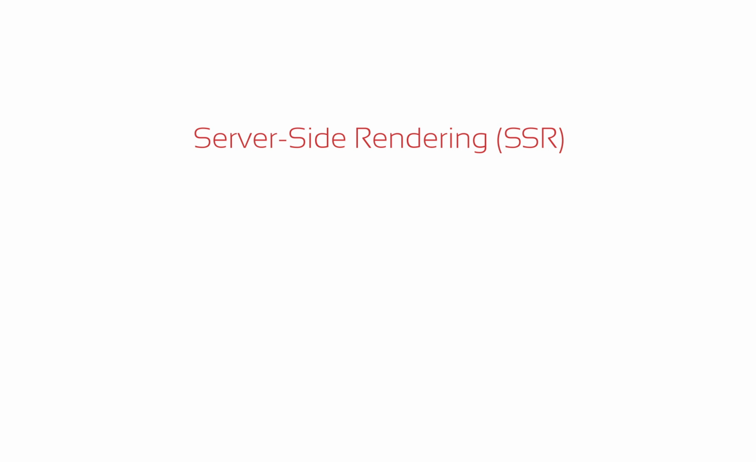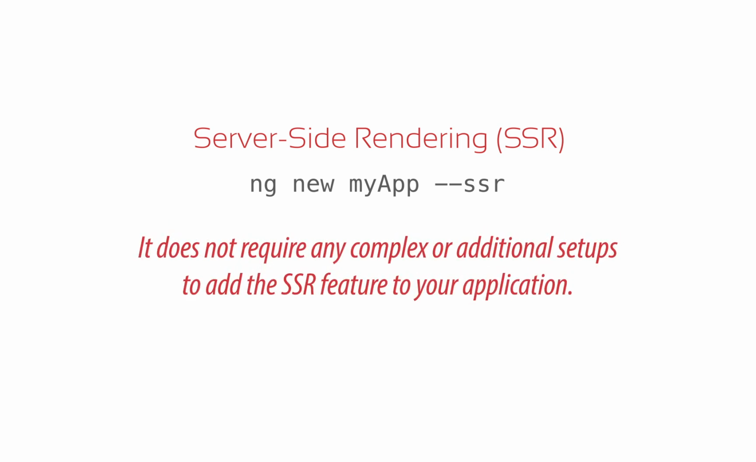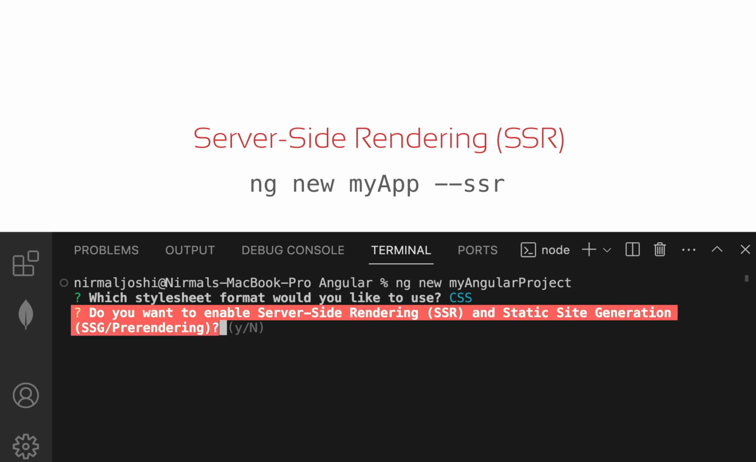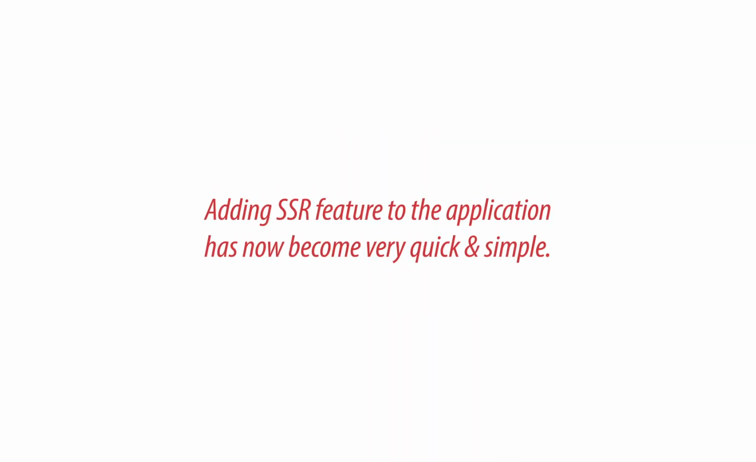First is the SSR, that is server-side rendering feature. Now, with Angular 17, adding an SSR feature to the application is now much easier than before, as it does not require any complex or additional setups to add the SSR feature to your application. We just have to specify the --ssr command when creating a new app, or let the Angular CLI handle that part by prompting you at the time of creating a new app about having to add the SSR or SSG, that is static site generation feature, to the application. So adding SSR feature to the application has now become very quick and simple.